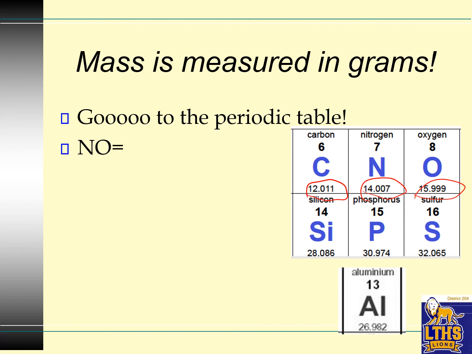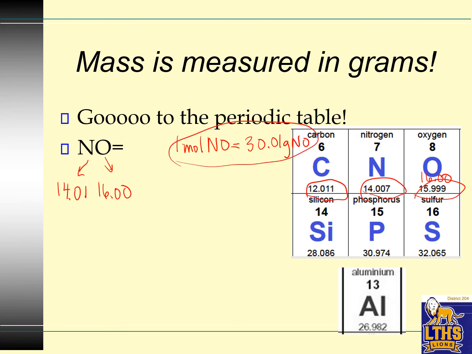What if we have the particle NO, which is nitrogen monoxide? How much does it weigh? We'd go to the periodic table and find 14.01 for the nitrogen, and 16.00 for oxygen. You might be saying to yourself, but it says 15.99. We're going to round to 2 decimal places, so this is going to be 16.00. Then you add it together, so 1 mole of nitrogen monoxide weighs 30.01 grams. So here's an equality that we could have: that's how much 1 mole of that weighs.